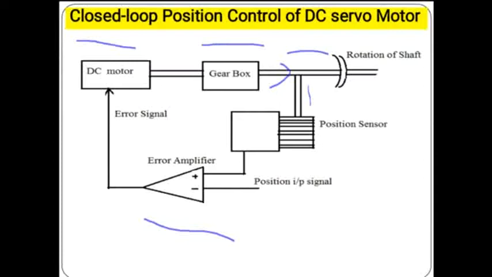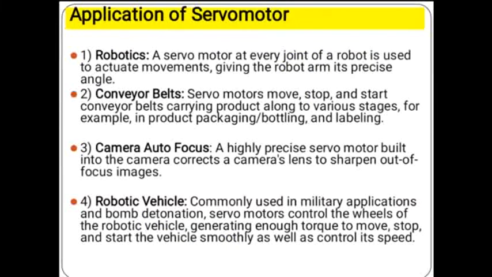So the conclusion is that the main task of servo mechanism is to maintain the output of a system at the desired value in the presence of disturbance. So this is the main object or main function of the servo mechanism, to maintain the output of a system at the desired value, or we can say at the desired angle, desired position.